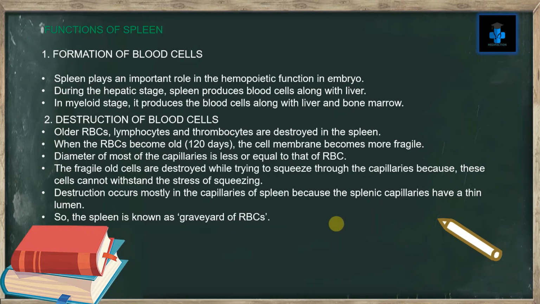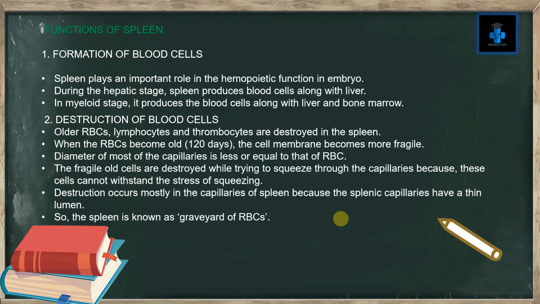Now let's move on to the functions of spleen. First function, formation of blood cells. Spleen plays an important role in the hemopoietic function in embryo. During the hepatic stage, spleen produces blood cells along with liver. In myeloid stage, it produces the blood cells along with liver and bone marrow.